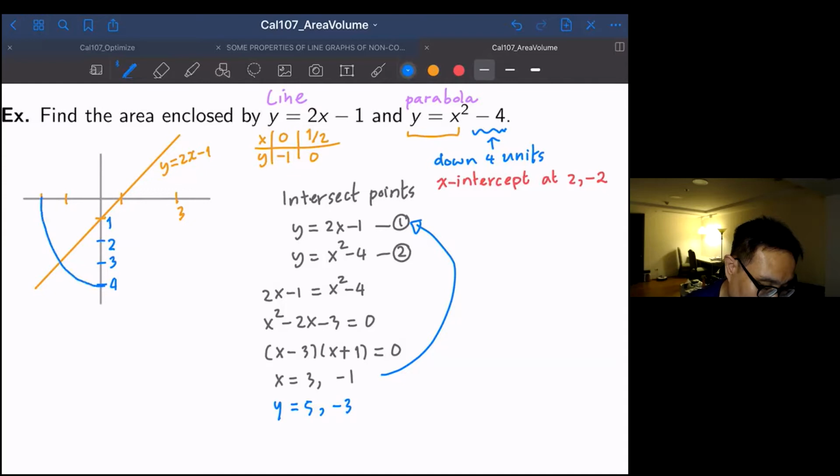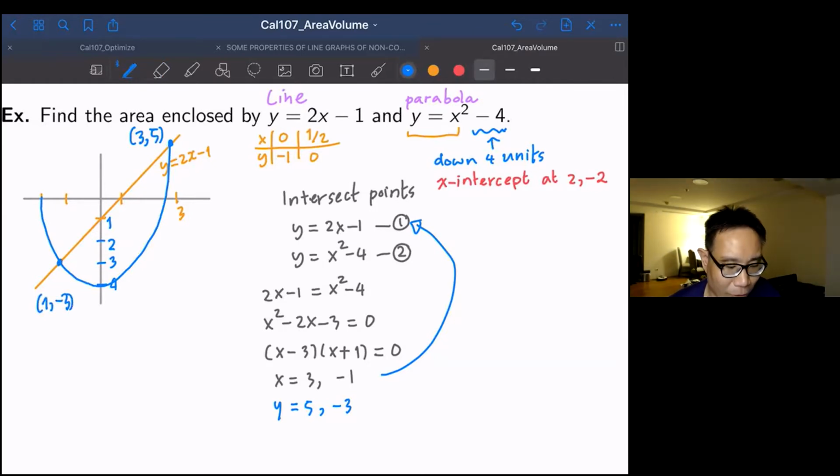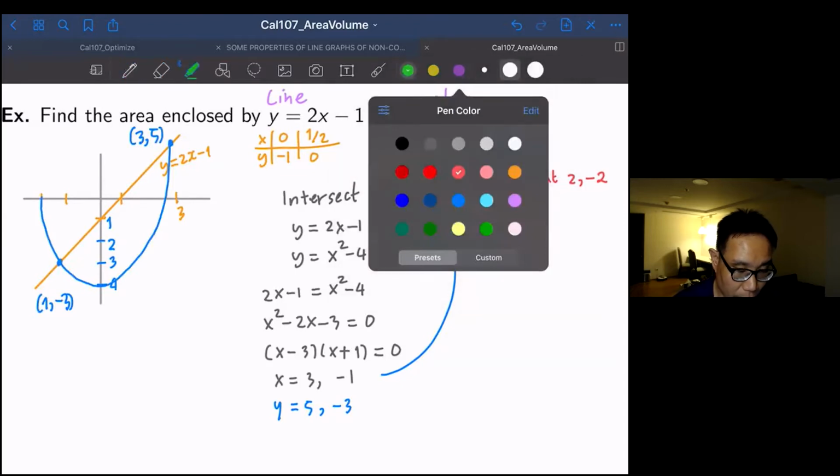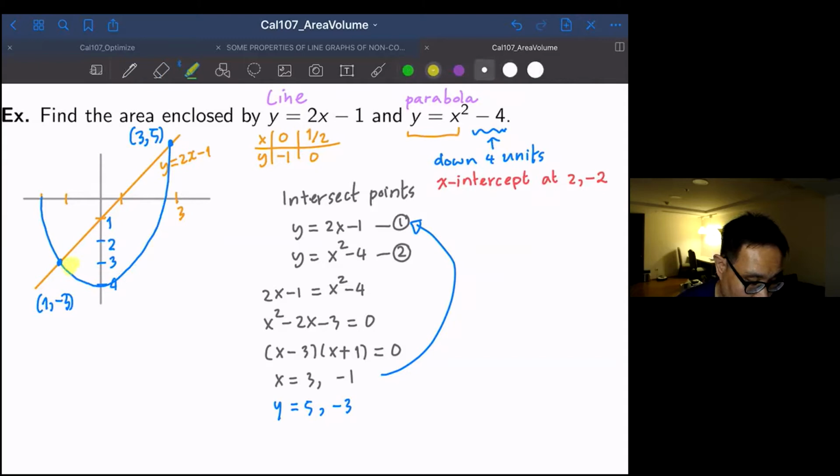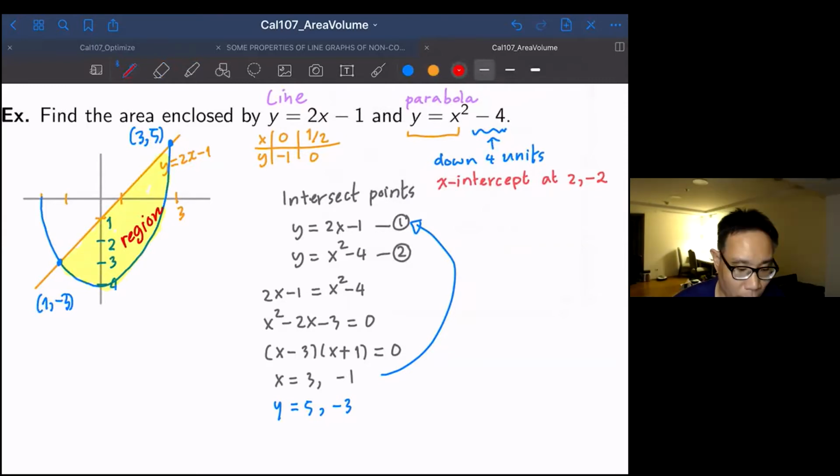And you're going to have this one going up and intersecting at 3. So you have this intersection point, and this one will be 3 and 5, and this one will be 1 and negative 3. I'm sorry that my 5 seems very low. So you get this. I'm going to shade the area, so we have this area for the region that we're going to find the area of. In math, we call this thing a region. So it's the region that we're going to compute the area of.